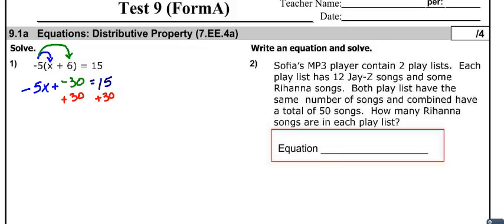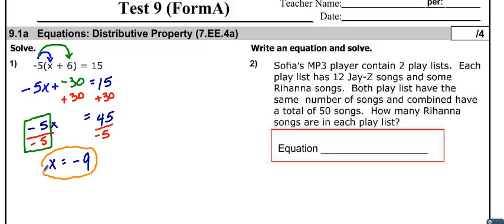That gives us -5x equal to 15 and 30 makes 45. And then our last step is to divide by the coefficient. Divide by the coefficient, do that on both sides. Here's our quick check that we divided by the right thing. We get a 1 here. 1 times x gives us x. 45 divided by -5, -9, and that is our answer, -9.